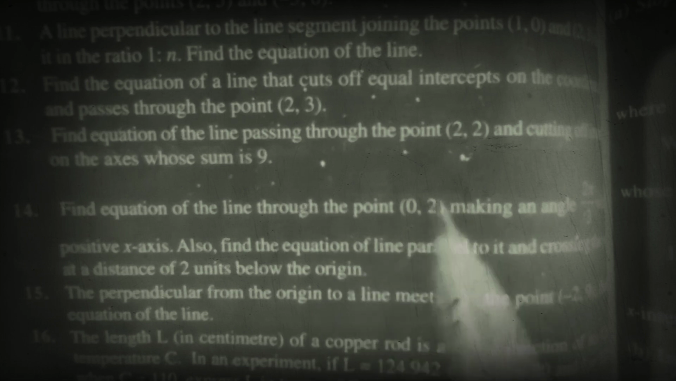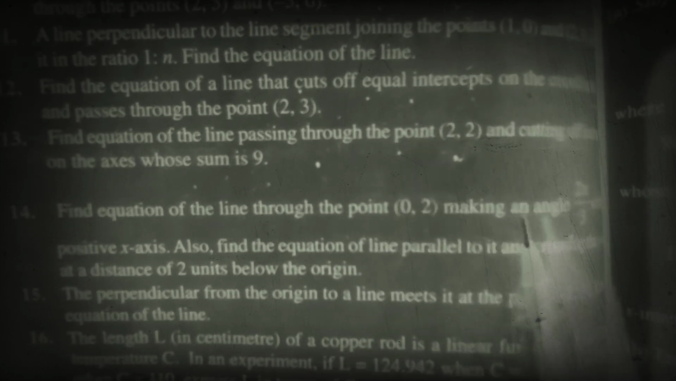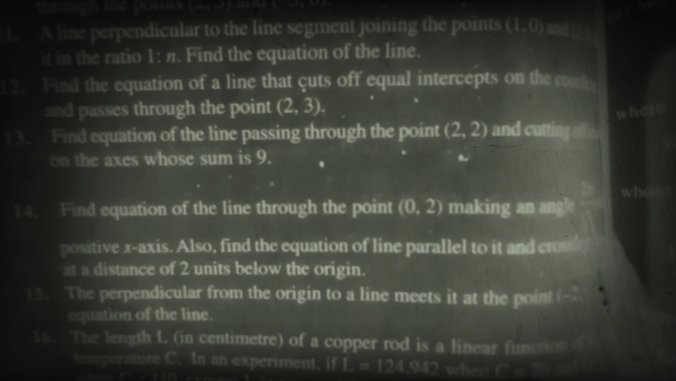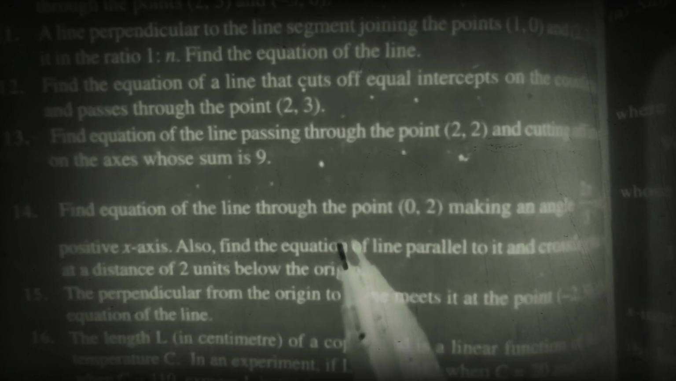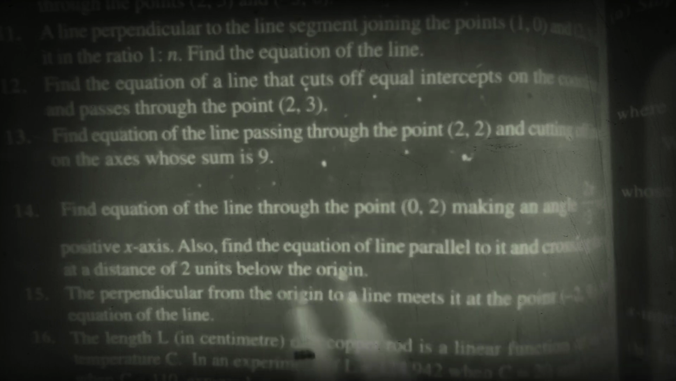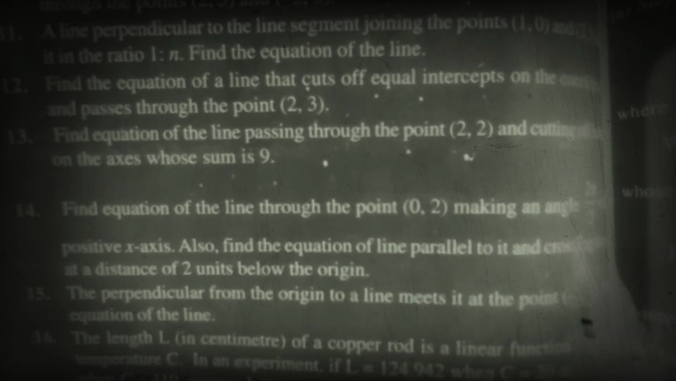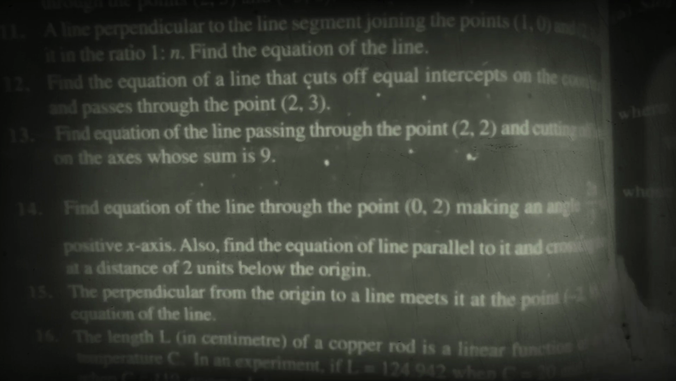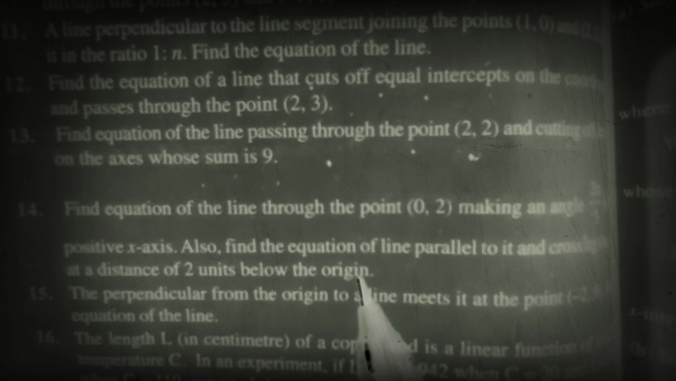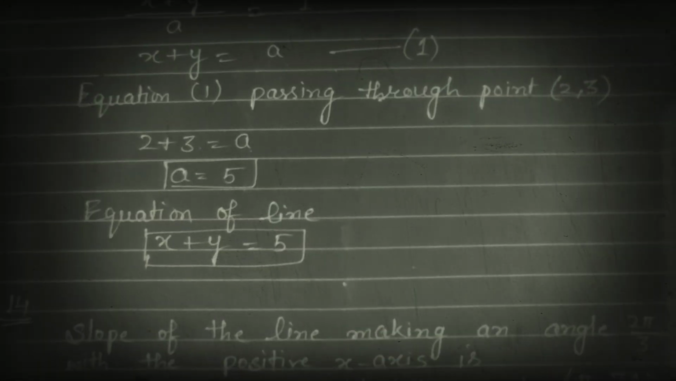Here 2 questions are given. In the first part, we have to find the equation of a line whose passing point is (0, 2) and slope is tangent of 2π/3, and a second line which is parallel to it and passing through the point (0, -2), because it crosses the y-axis at a distance of 2 units below the origin. So look at this question.